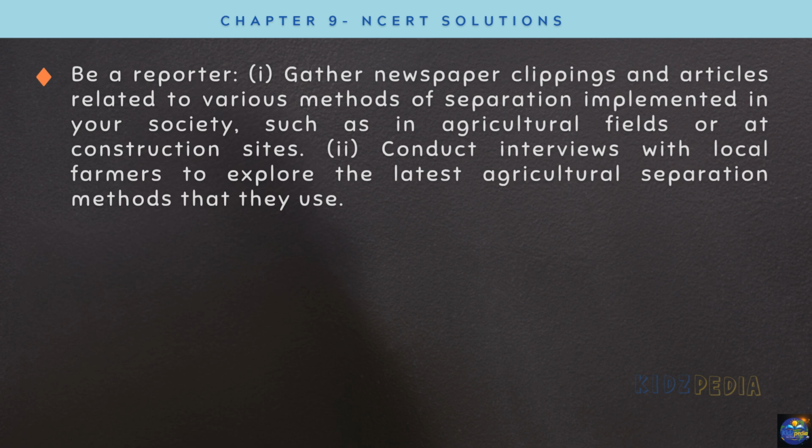We have to do two things. Collect information, that is, gather newspaper clippings or articles, and they should be about methods of separation used in real life, like winnowing or threshing in farms or sieving sand in construction sites. Then you should conduct interviews. You should talk to local farmers and ask them what modern or new methods they use to separate substances.